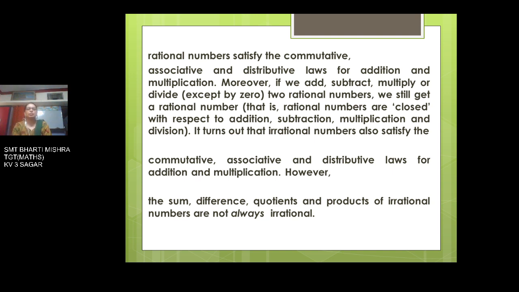It turns out that irrational numbers also satisfy the commutative, associative and distributive laws for addition and multiplication. However, the sum, difference, quotients and products of irrational numbers are not always irrational. In some cases, they are rational also.